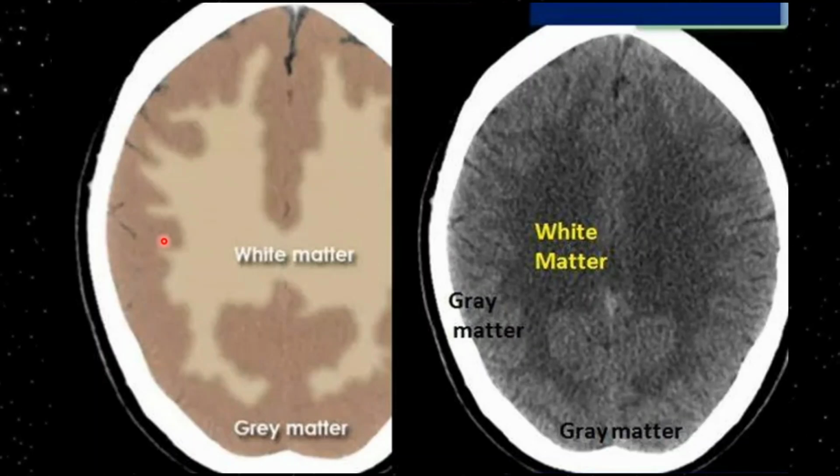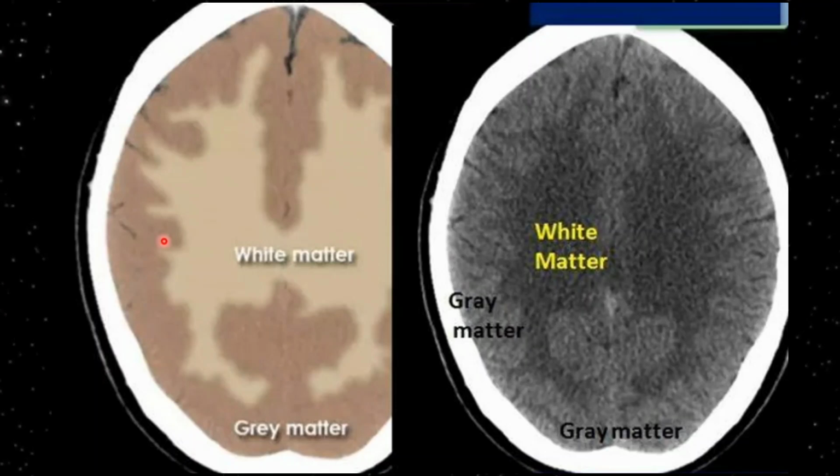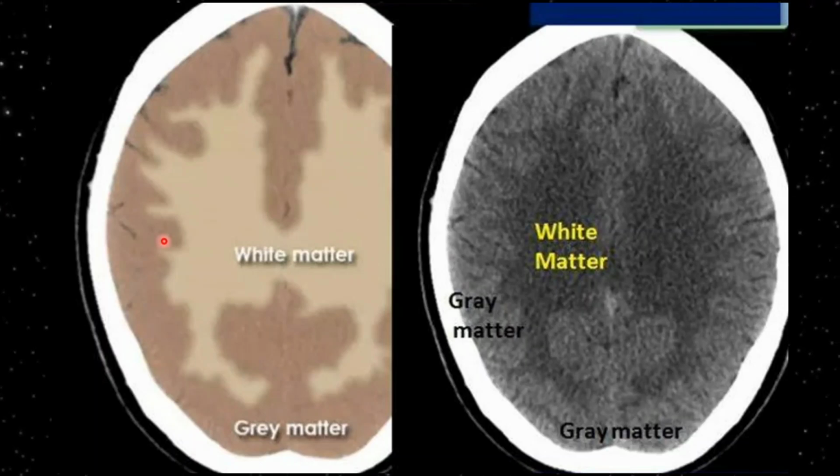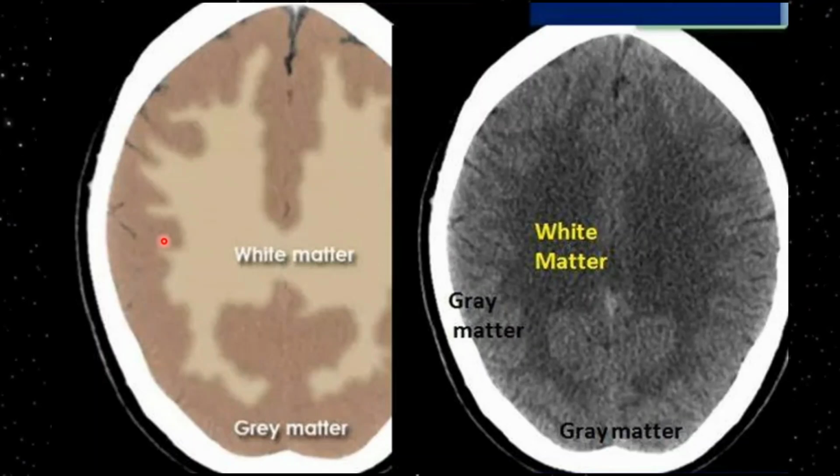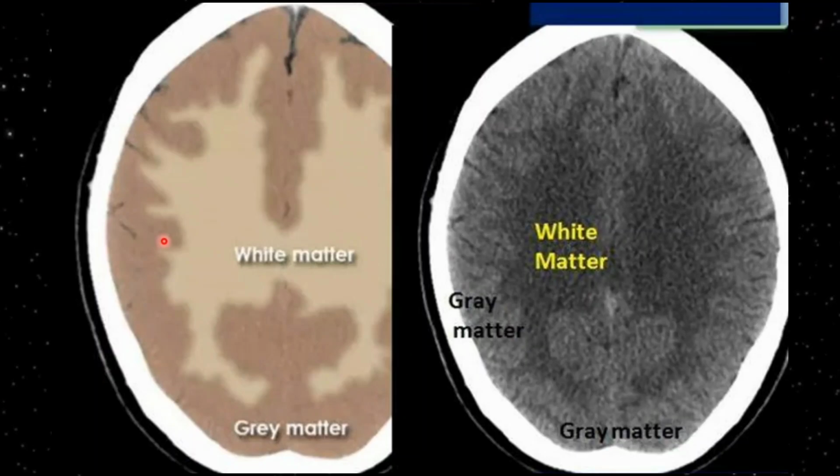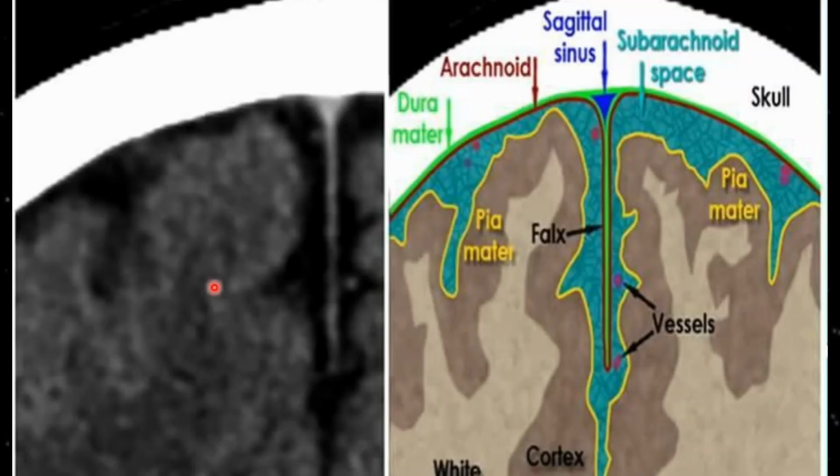So on this image, if you appreciate, the gray matter is dense, which is the outer surface of the brain, and the white matter is less dense. That's why it is called hypodense, and it is the middle or center of the brain. This is the magnified view for understanding purposes.